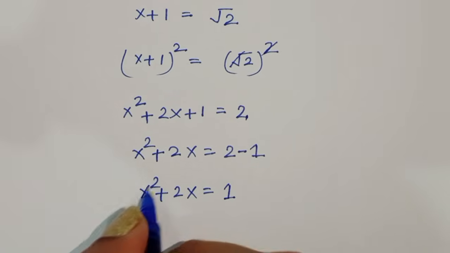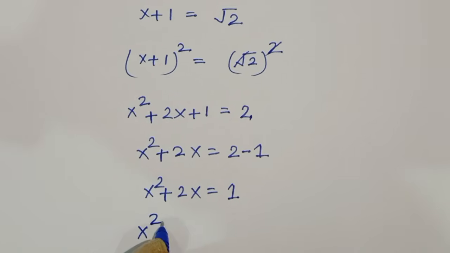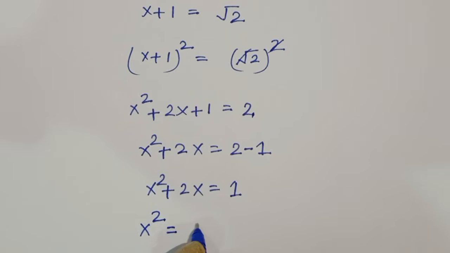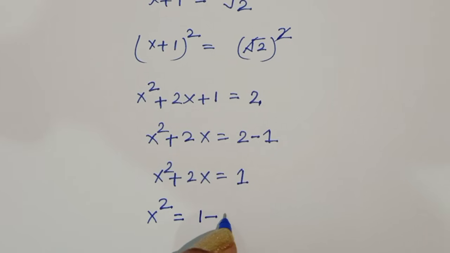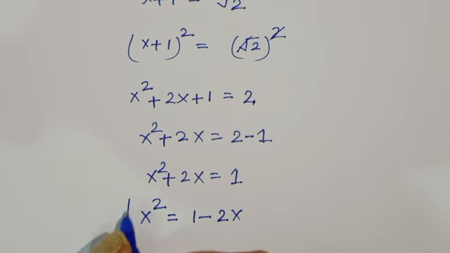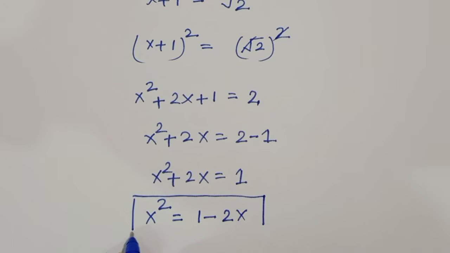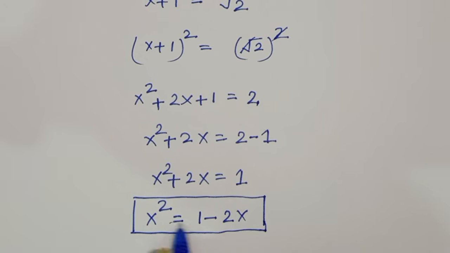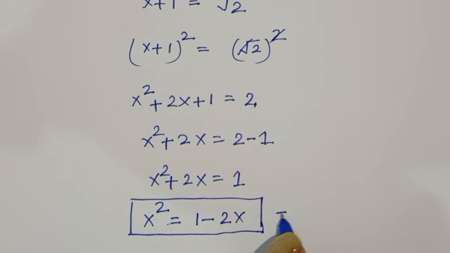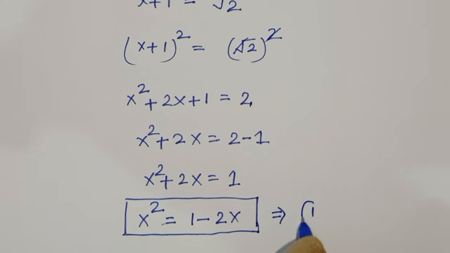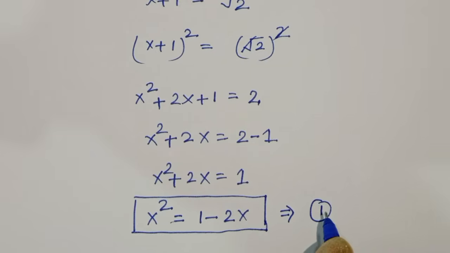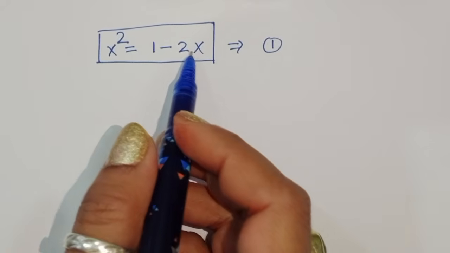So we can say the value of x square is equal to 1 minus 2x. So we got one equation here, the value of x square. So x square is equal to 1 minus 2x, and you can consider this as equation number 1.